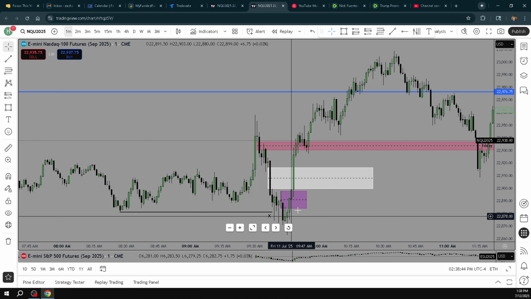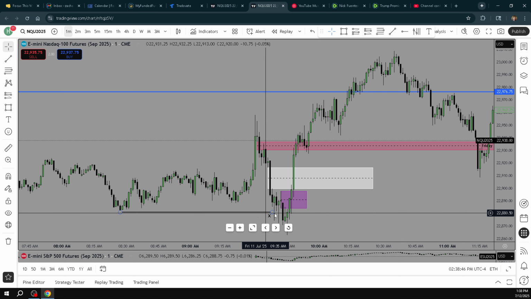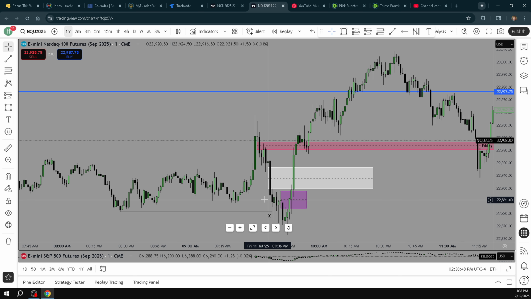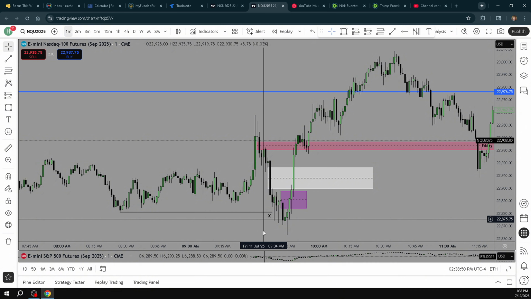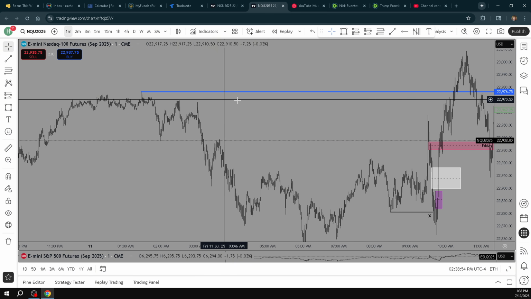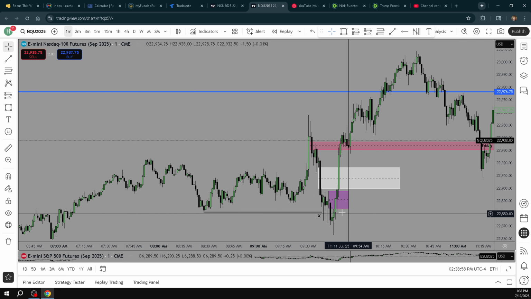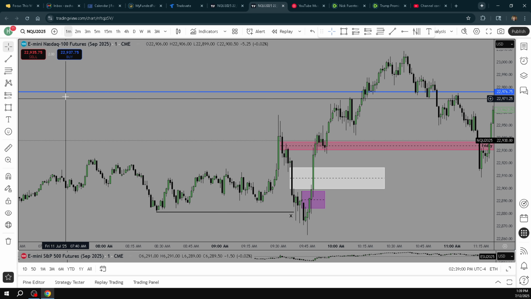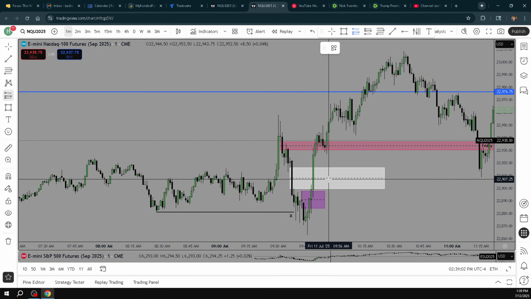Price, this is where we want to look for entries because we see the manipulation down here and our drawn liquidity. As you can see, these relative equal highs up here, there's a lot of liquidity up there, so that's where we're heading. So let's talk about how we would pyramid here.